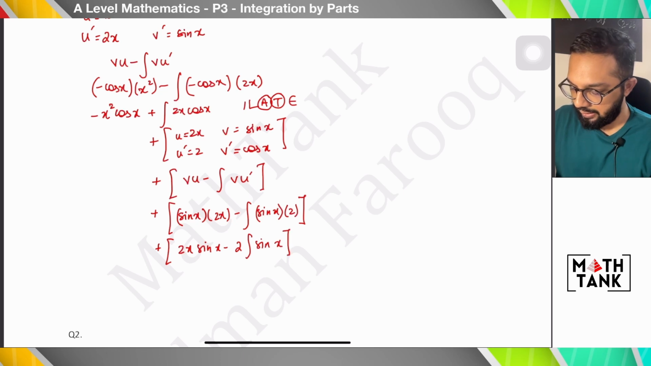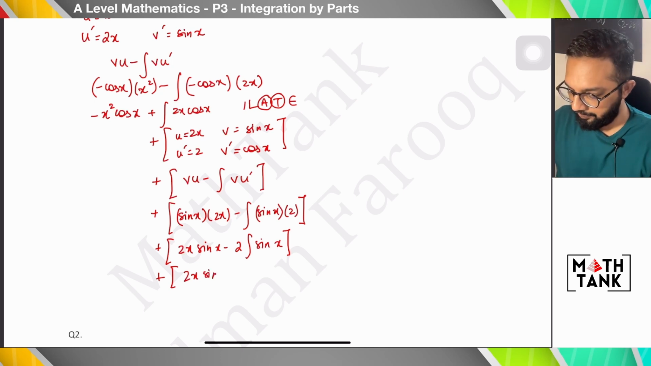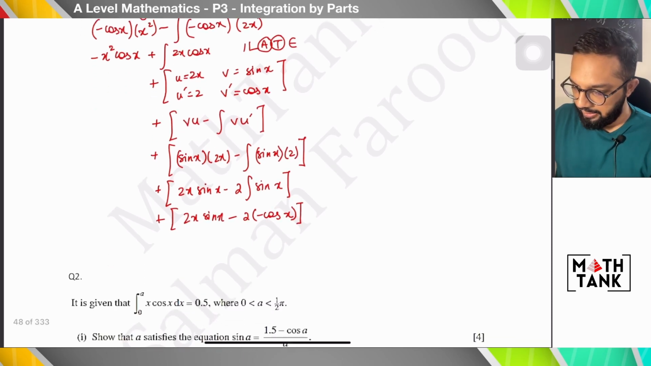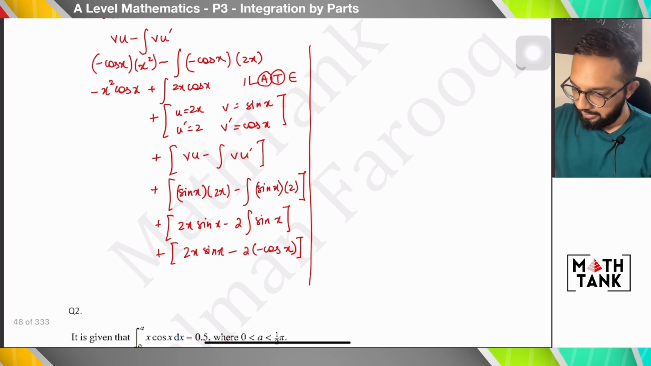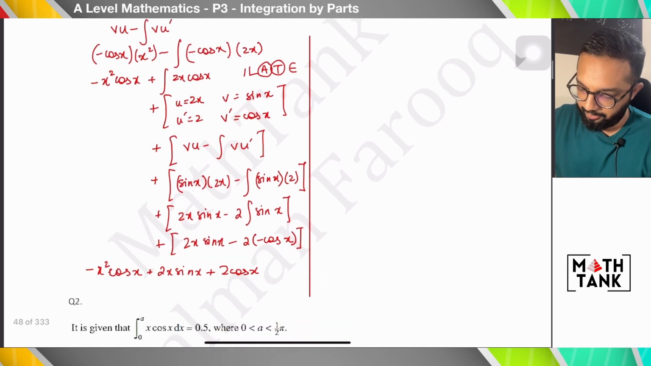Again, integration of sin x will be minus cos x. So that will give me minus cos x. Now to apply the limits, I will have to apply the limits on the entire thing. So I'm just going to write that once more: minus x squared cos x plus 2x sin x, and it's going to become plus 2 cos x. Applying the limits 0 to pi.